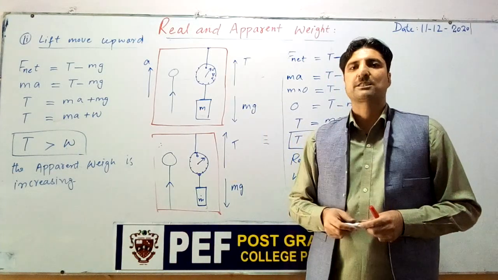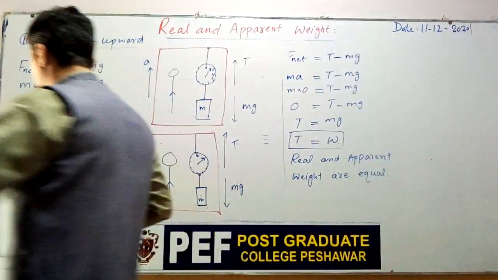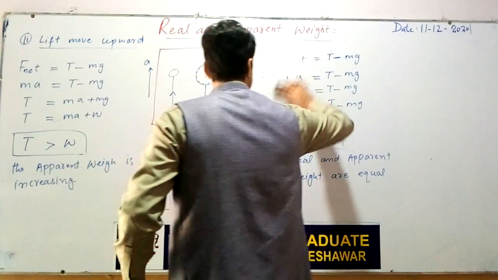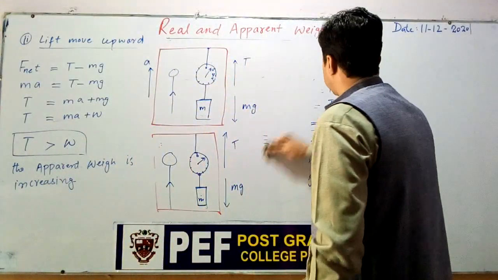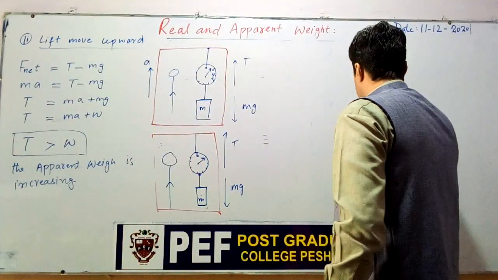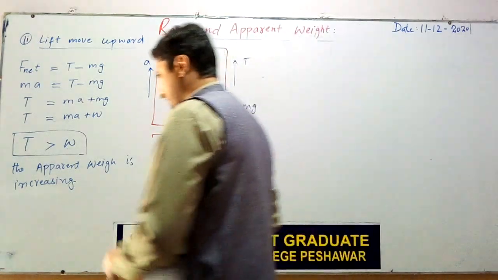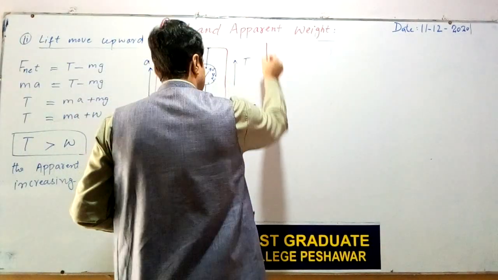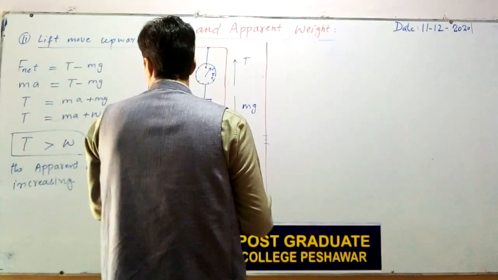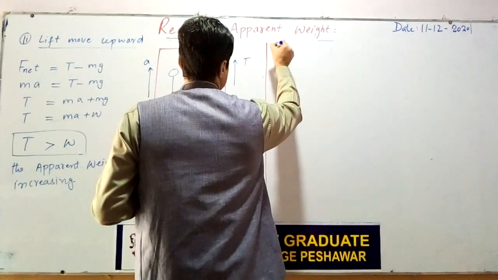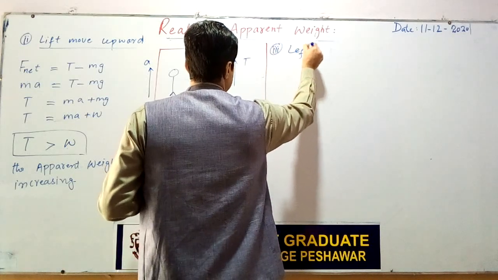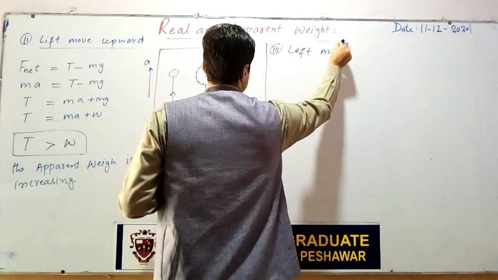Now let me explain the third case. In the third case, we will discuss what will happen when the lift is moving in downward direction. Third case is lift move downward.